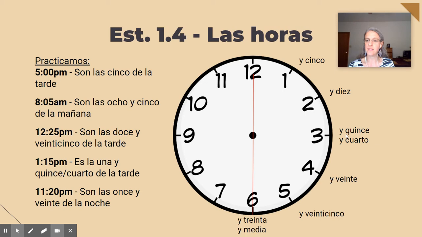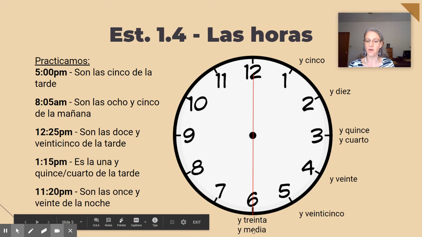Reminder, we have two phrases, y 15 or y cuarto for the 15-minute mark, and two phrases, y 30 or y media for the 30-minute mark. Okay, and our last one was it's 11:20 at night. Son las 11:20 de la noche.